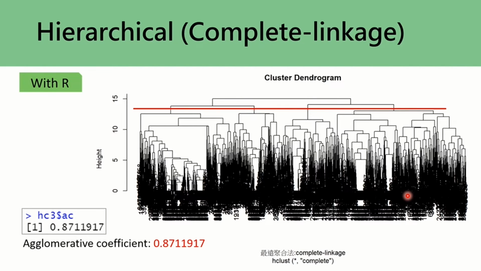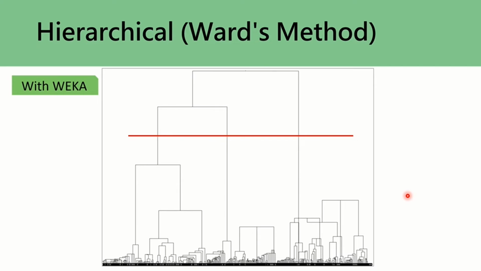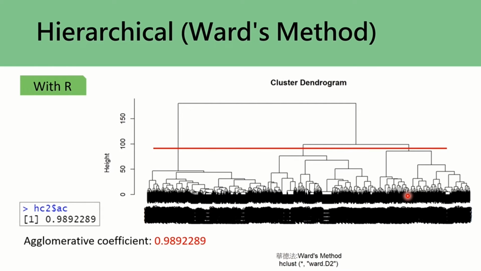And this is drawn by R. The agglomerative coefficient is equal to 0.87. This is cluster 3 of Ward's method with Weka. The data can be divided into 3 clusters. And this is drawn by R. The agglomerative coefficient is equal to 0.98.